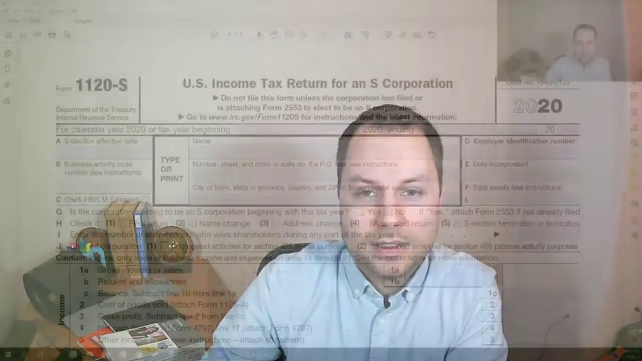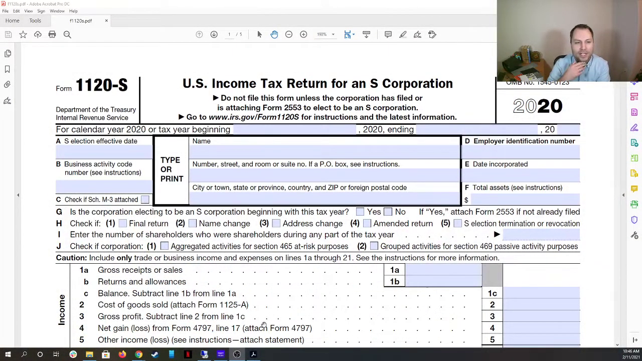So I figured it'd probably be a good idea to do a quick rundown of what that form looks like and what kind of things you need to keep an eye on, so you know what to look at when you're reviewing it and what questions to ask your tax preparer. So let's take a look. This is the 1120S for 2020.